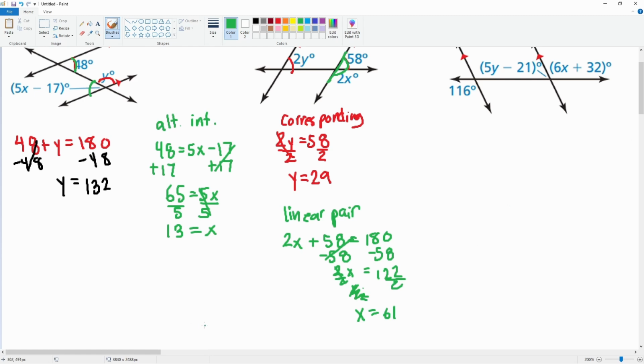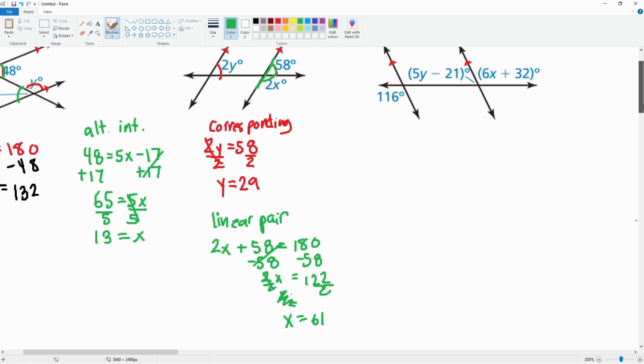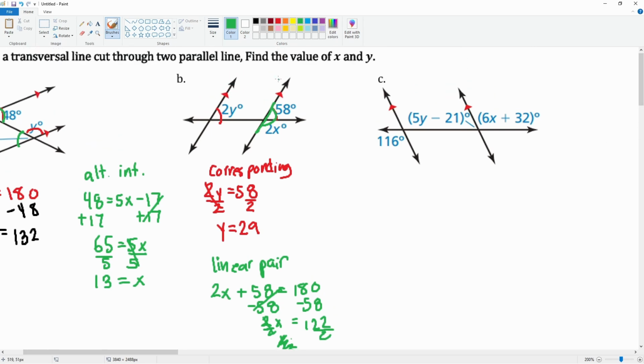Okay. Now let's take a look at the last one. How are they related? Well, we know that this angle and this angle are alternate exterior, and we know alternate exterior angles are congruent. So 116 is equal to 6x plus 32. Subtract 32 from both sides. We have 116 minus 32. That gets you 84. Divide by 6 to both sides. We get 14 is equal to x.